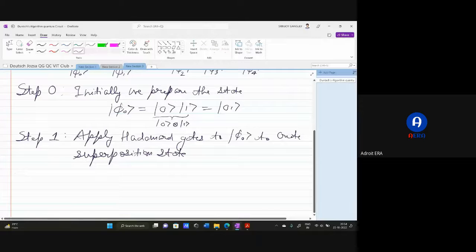So therefore phi 1 is equal to Hadamard tensor Hadamard applied to both the qubits, ket 0 and ket 1. You can write it as ket 0 1, ket 0 tensored ket 1, or you can write it like this also. Okay, there is another way of writing. If you want to be very specific, you can write it as Hadamard applied to ket 0, and then tensored Hadamard applied to ket 1. So you can write it like this also.